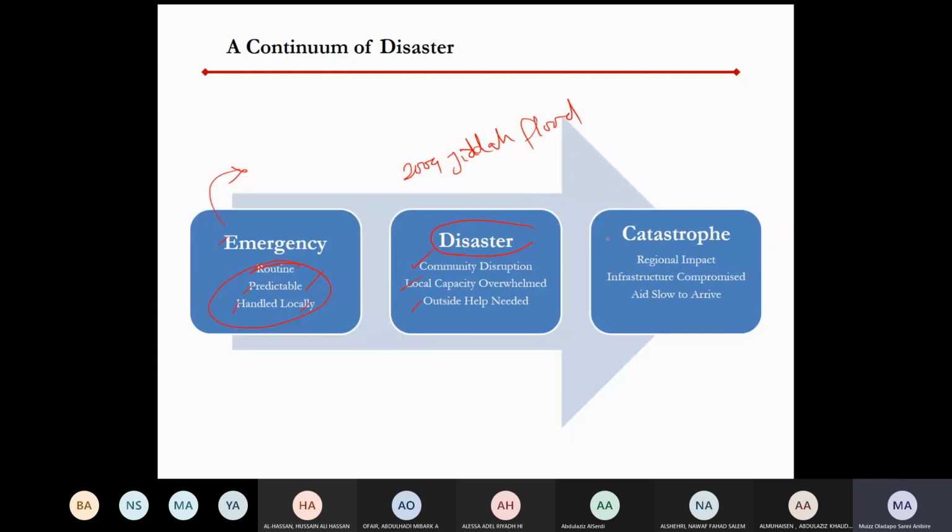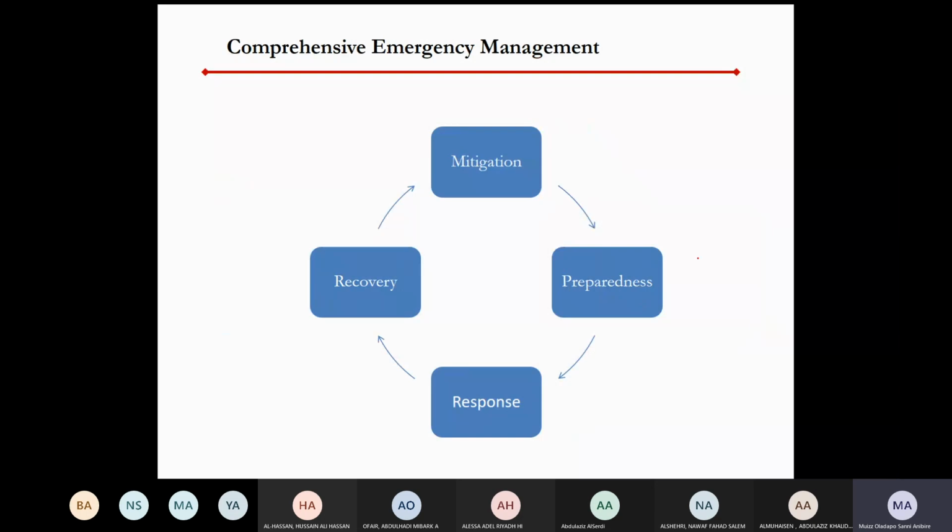As for the bigger one, which is called a catastrophe, it has a regional impact. For example, it's not affecting just one country, it's affecting other neighboring countries. Infrastructure is compromised, which means that bridges and roads become destroyed in an earthquake, a flood, a tornado, and things like that. Aid is slow to arrive. Help is not coming quickly. In this kind of case, you're going to call this what? A catastrophe.